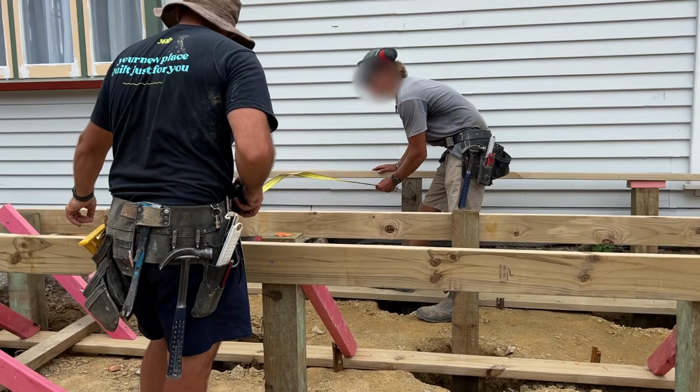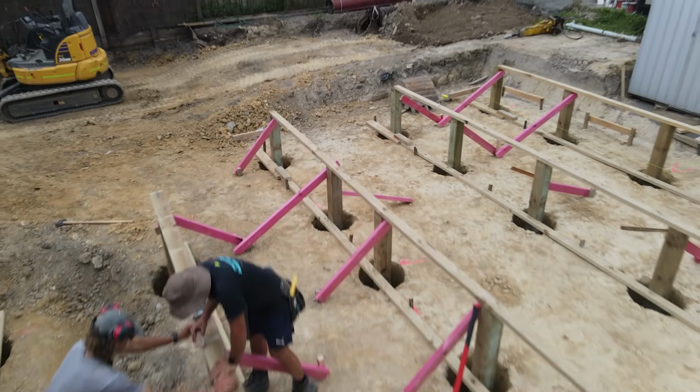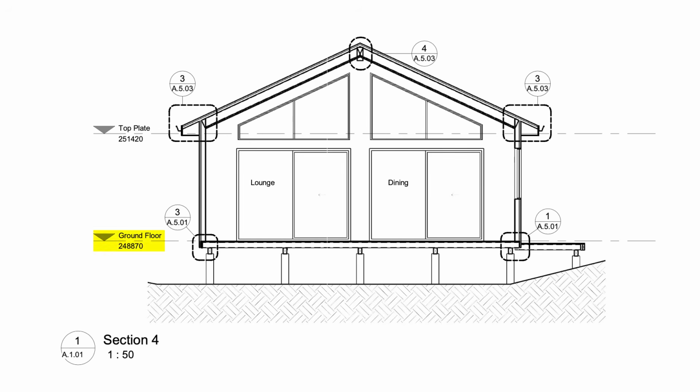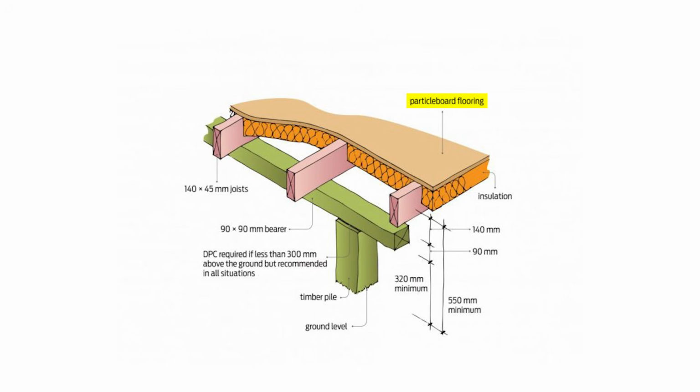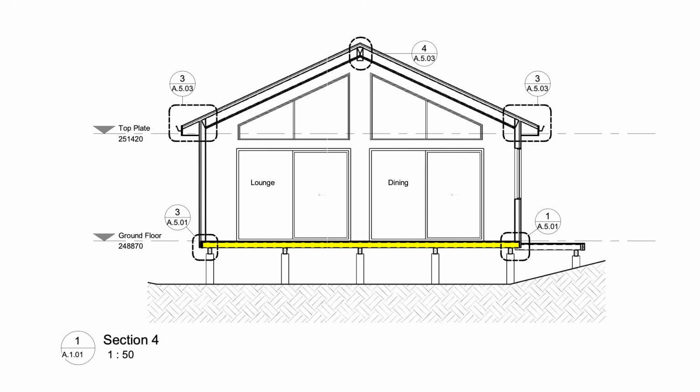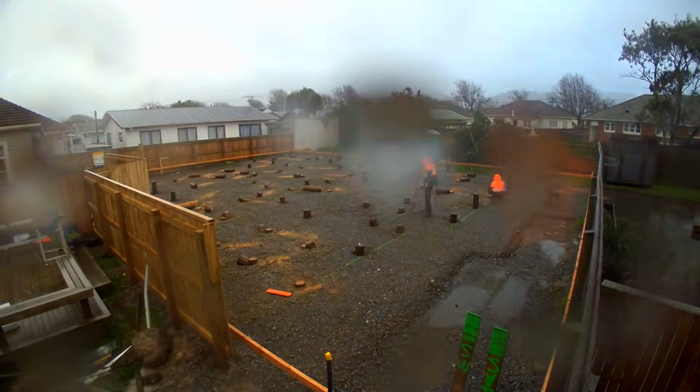And the other thing, using your string line, make sure you're setting your piles to the right height. Remember, work backwards. You've got finished floor level, you've got your floor covering or your decking, you've then got your joists and your bearers and then your piles. But don't cut it fine. Leave yourself at least 50 to 100 mils and trim all your piles to height later. The last thing you want to do is set one of those bad boys too low and shoot yourself in the foot.